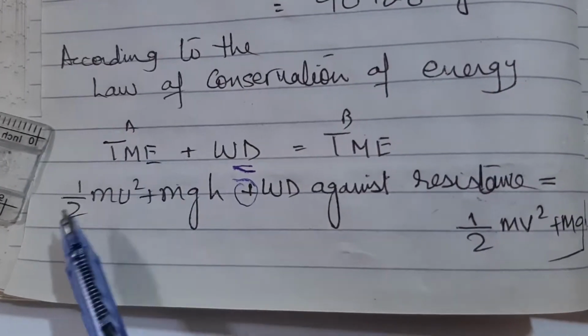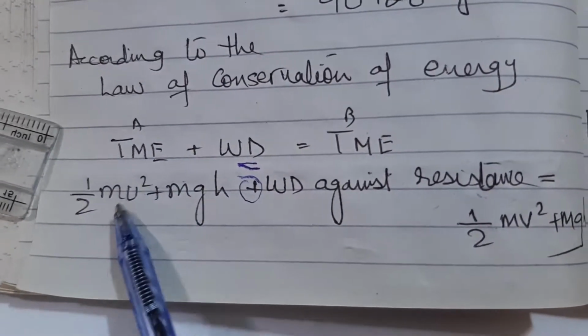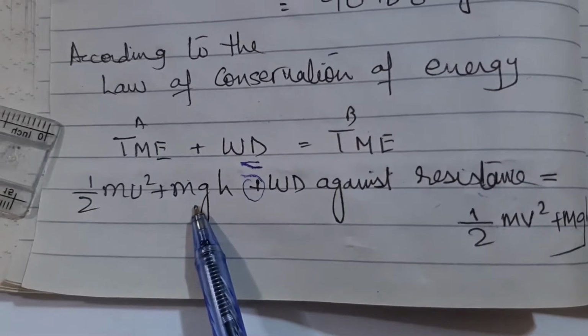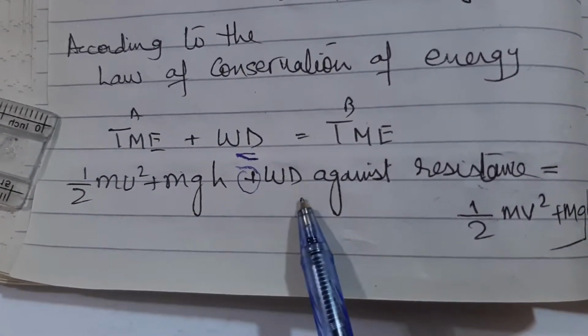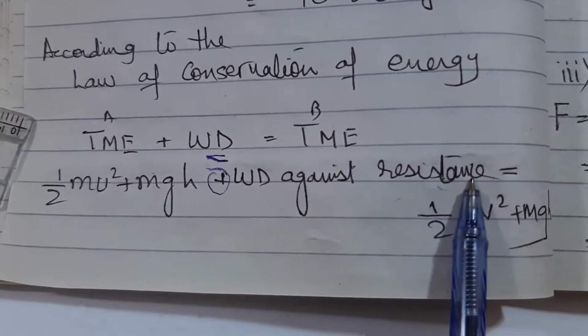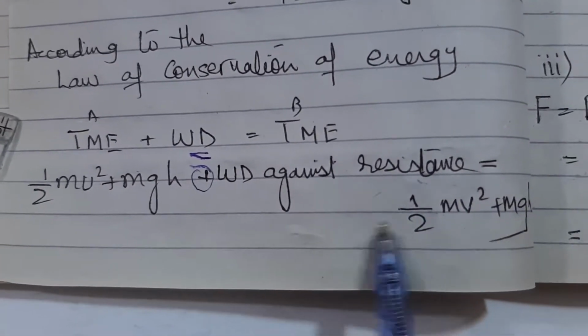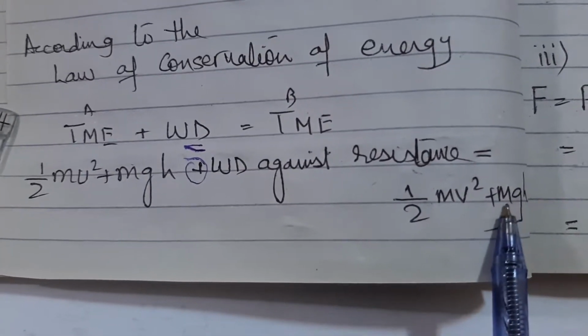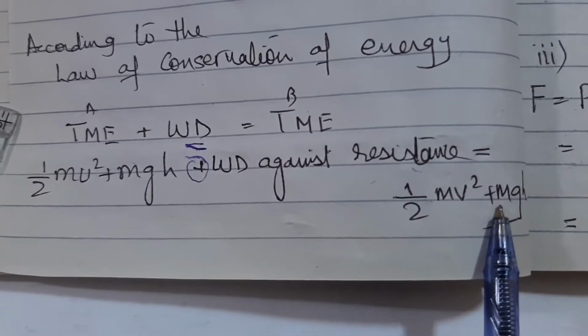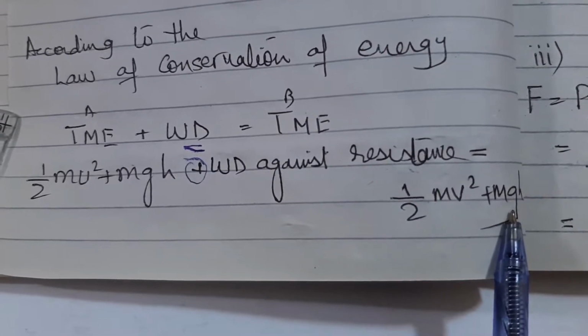No, at A it is 0, so that's why this will become 0. And potential energy, did we calculate it? Yes, we did. Work done against resistance we have to find out, so we'll keep it as it is. And potential energy at B will be 0 because it is level ground or the reference point.